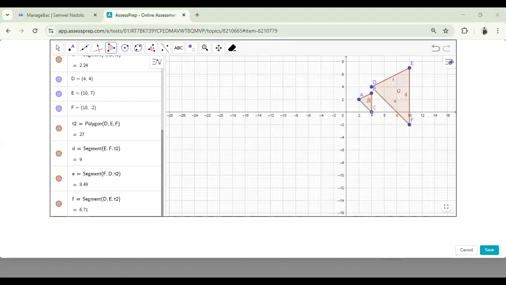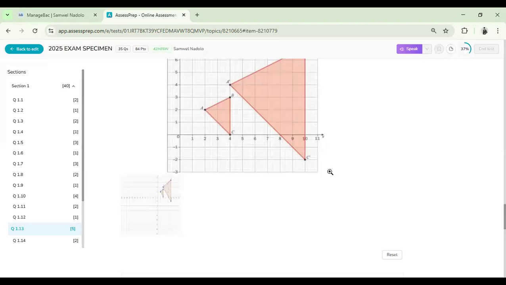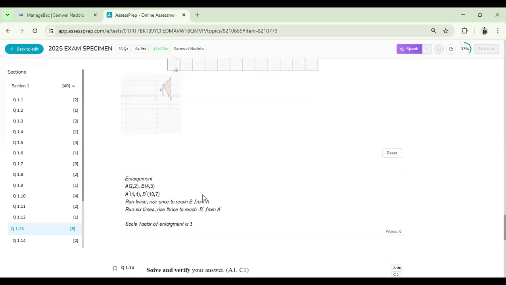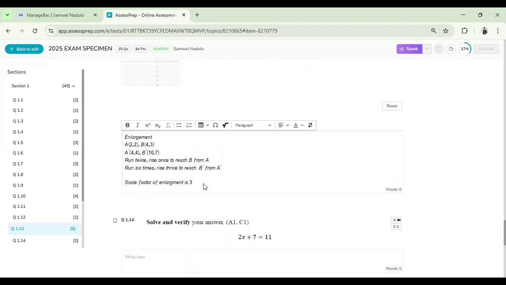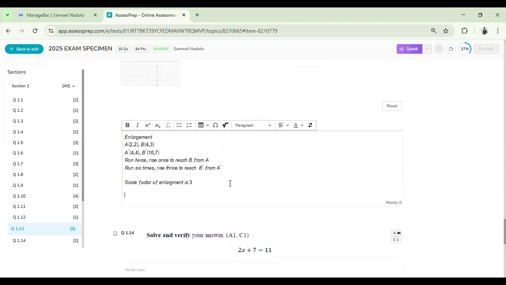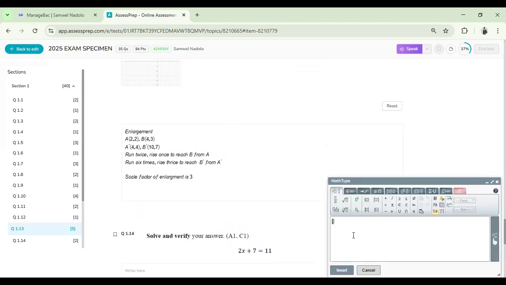So after comparing two segments, I have 6.71 and I have 2.24. You can save so that what you did can be seen. So you can save that and then you will come here and write, let me write method 2.